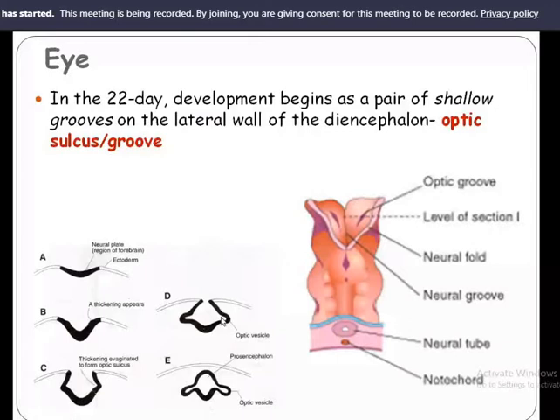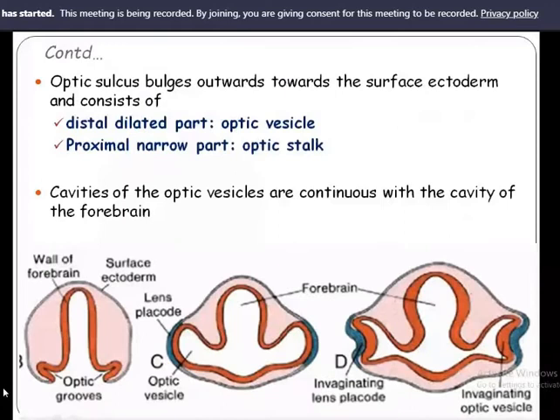Yes, ma'am. Okay. Now next, after the formation of the optic sulcus or the optic groove, just compare this diagram and this one. Can you see this is the formation of the optic groove? Now this optic groove will bulge outward towards the surface ectoderm. This bluish color is known as the surface ectoderm. So it will bulge towards the surface ectoderm, and this bulging area will have 2 parts.